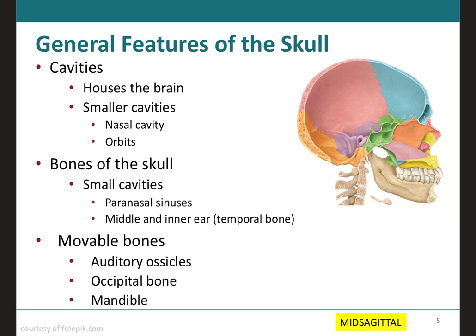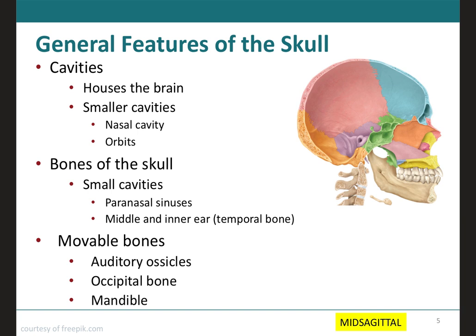In addition to these cavities, it's important to let you know that the auditory ossicles, the occipital bone, and the mandible are going to be the only bones of the skull that are actually going to be moving. So the auditory ossicles are going to move to produce sound. The occipital bone is important because it will allow you to shake your head yes, as it sits on top of the first vertebra, and we will talk more about this. And the mandible, once it moves up and down, allows you to chew your food.